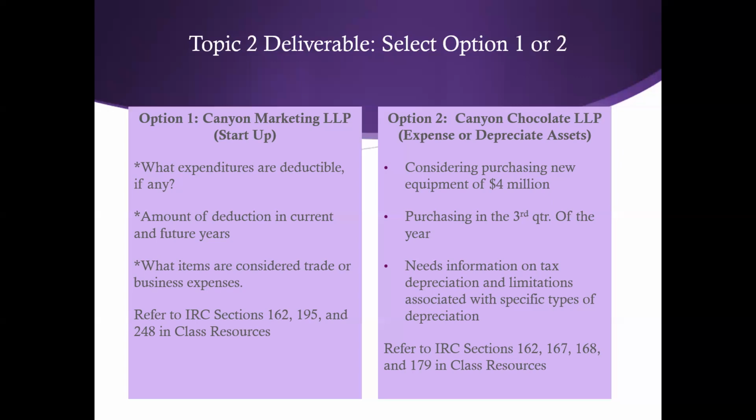Option 2 is a scenario case on the expensing or depreciating of assets. And the company, Canyon Chocolate, is considering purchasing a new piece of equipment worth $4 million. And they're planning on purchasing it third quarter of the year. Now, you need to research the different tax depreciation and limitations associated with different types of depreciation methods so that your client knows which one might be the best tax depreciation method to use for the equipment. And again, in your class resources, you would look at IRC sections 162, 167, 168, and 179 for guidance.